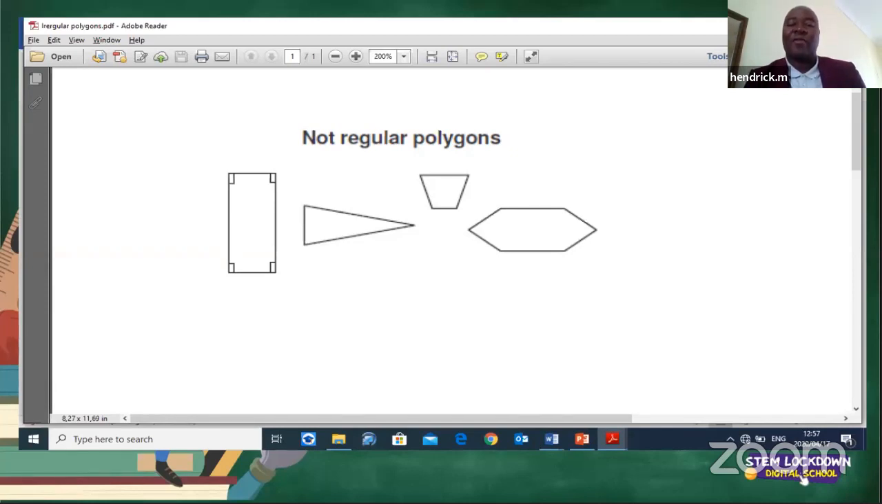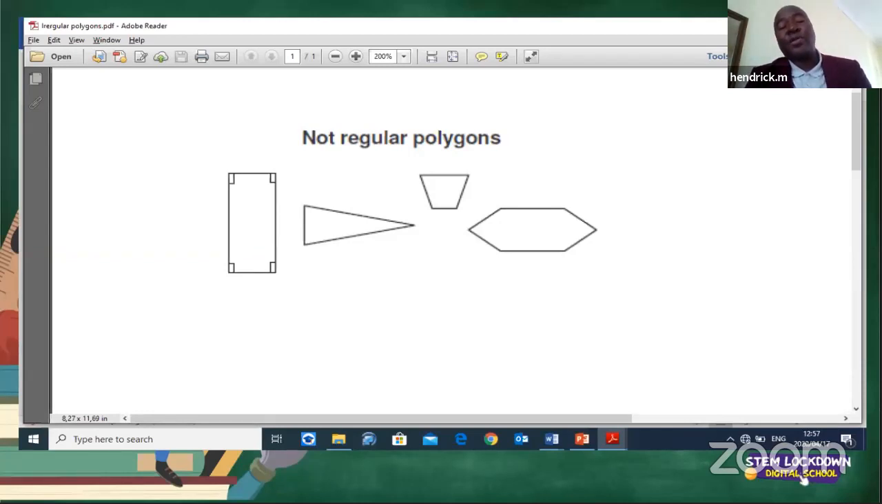You only have pairs of equal sides. The length is equal to the other length, as well as the breadth, 2 pairs of equal sides. Although the angles are equal, the sides are not equal. So therefore, this is not a regular polygon. We say that it's an irregular polygon, the opposite of regular.